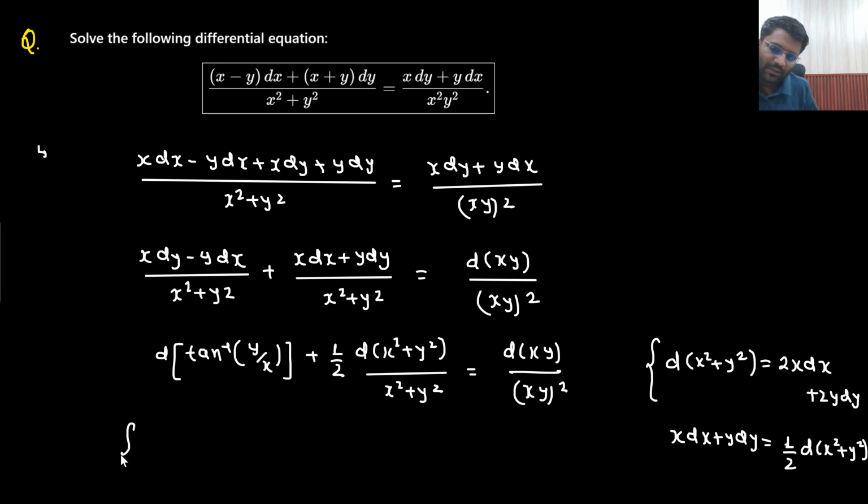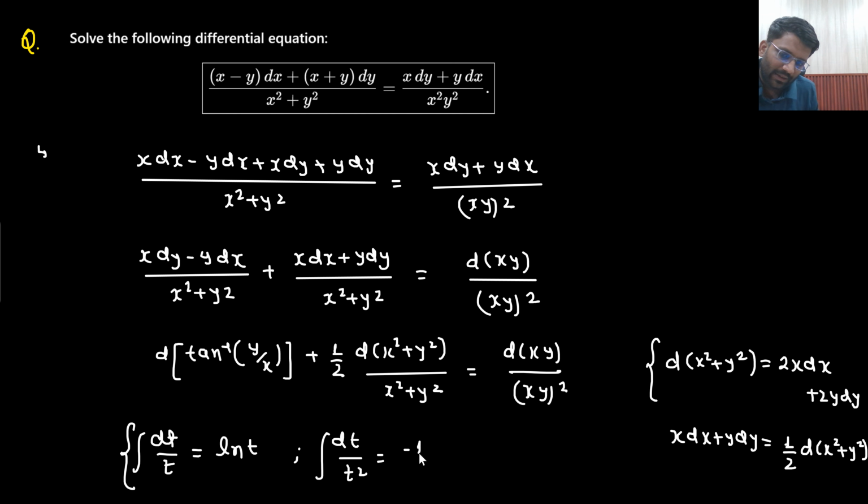Now, if you know some scenarios: what is the integral of dt by t? I will get ln t. What is the integral of dt by t square? I will get minus 1 by t. Simple integration. Can you do these integrations? If I assume x square plus y square equals t, it becomes dt by t, which is ln t. Integrating both sides, here I will get tan inverse y by x.